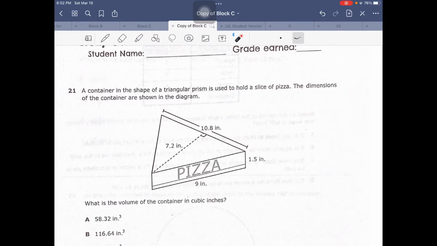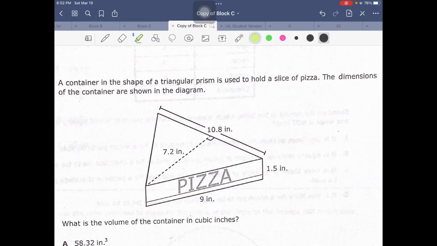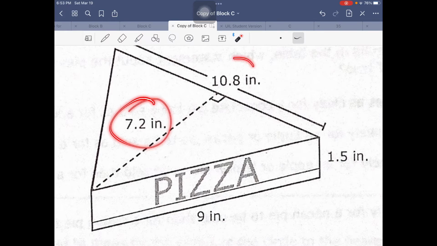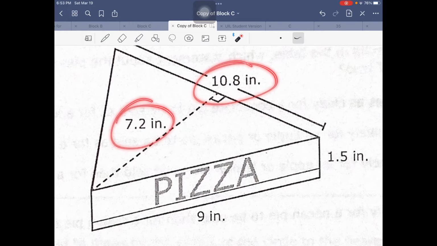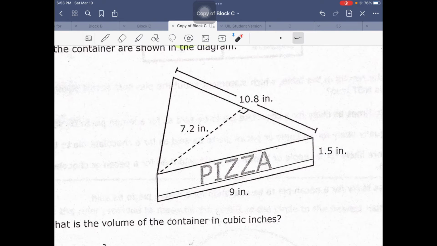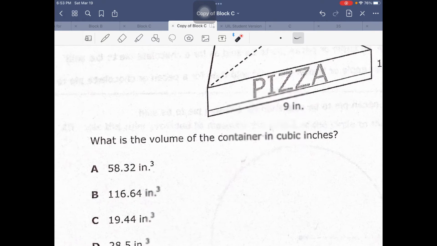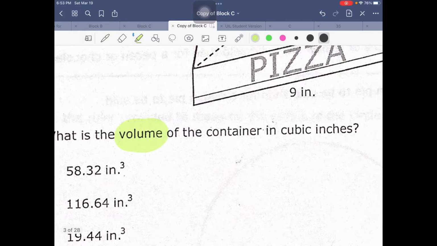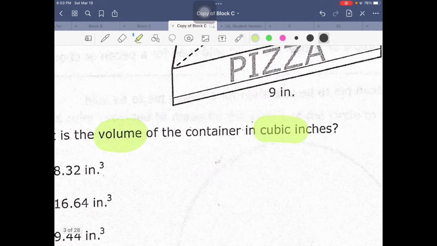A container in the shape of a triangular prism, very important, is used to hold a slice of pizza. Now, the dimensions of the container are shown in the diagram. When it says dimensions, it refers to these, meaning the sizes, the lengths, the widths, the heights, whatever you want to call them. Now, what is the volume of the container in cubic inches?